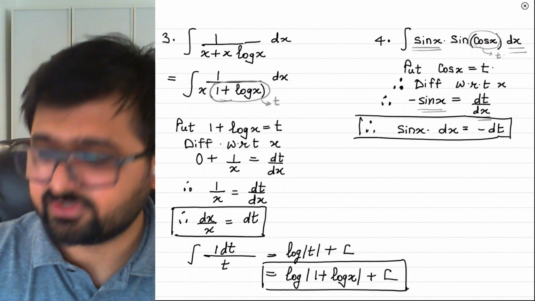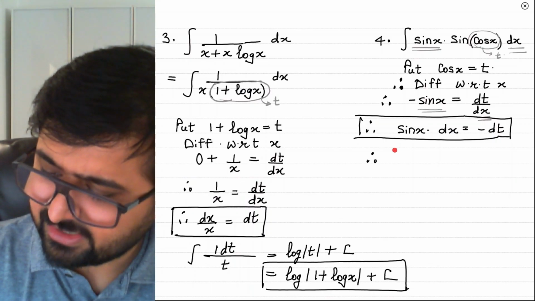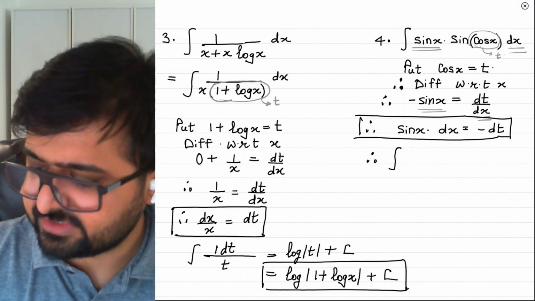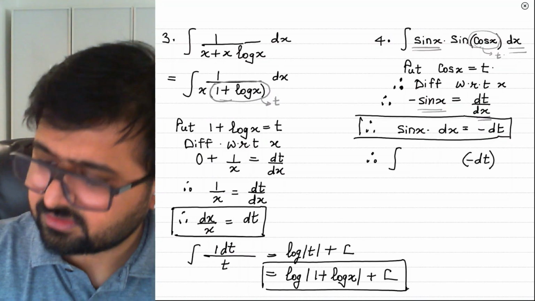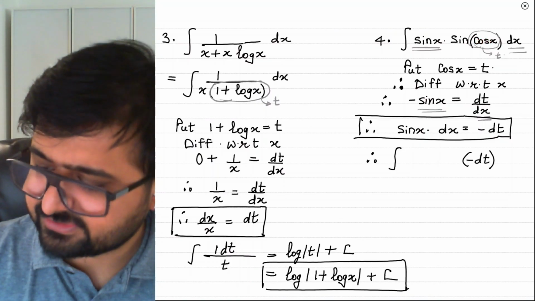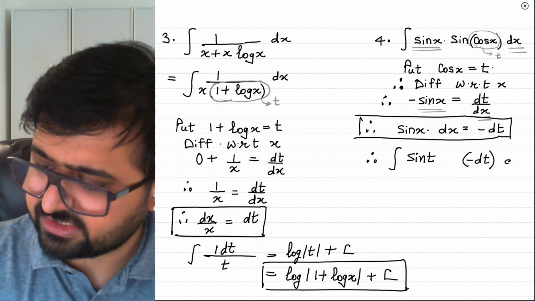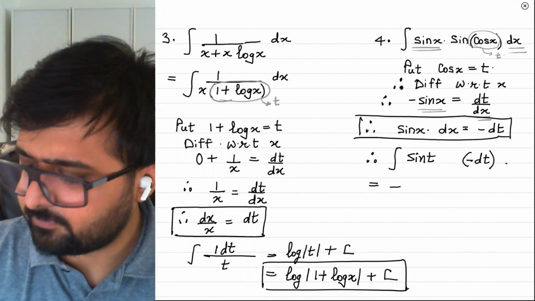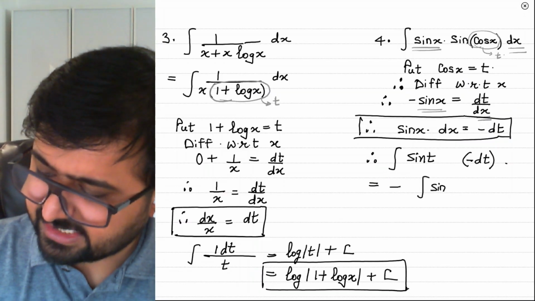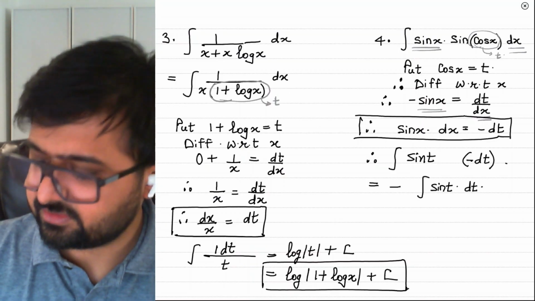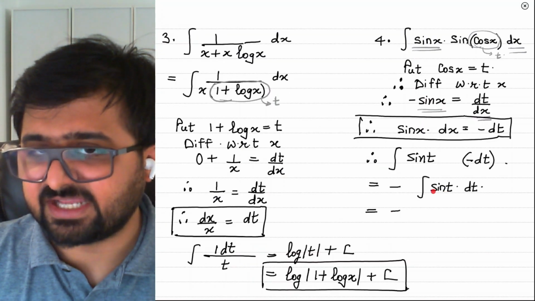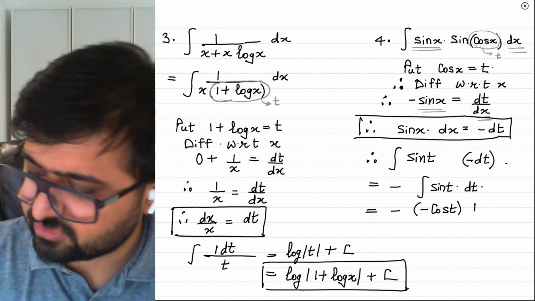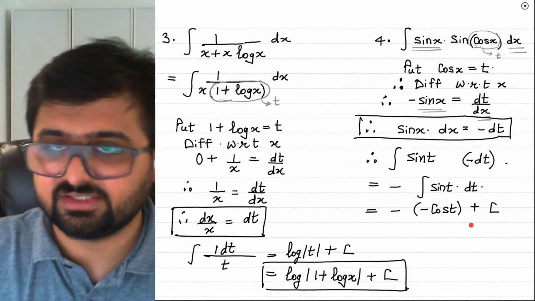So you can now convert the entire function in terms of t. You have sin x dx is minus dt. Since you put cos x equal to t, the remaining part is nothing but sine t. You can take this negative out of the integral to get minus integral of sine t dt. Now the integral of sine t is minus cos t plus the constant of integration c.